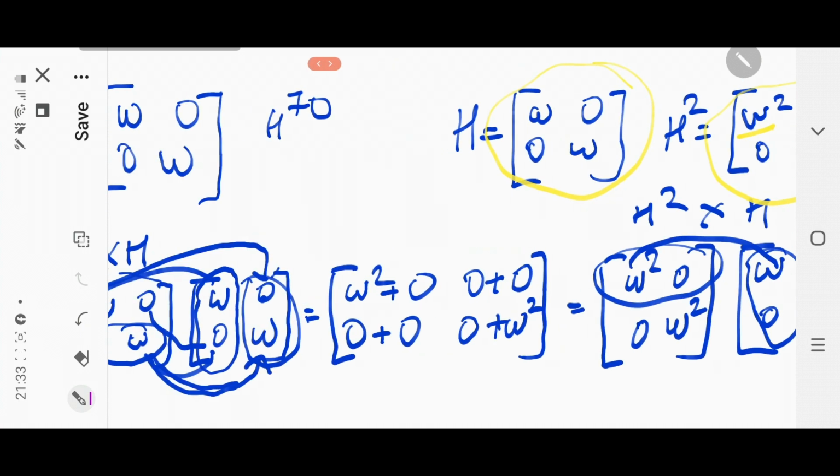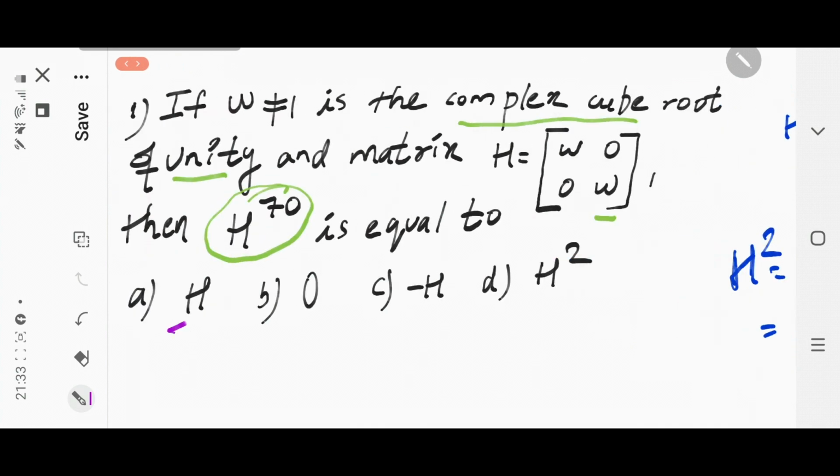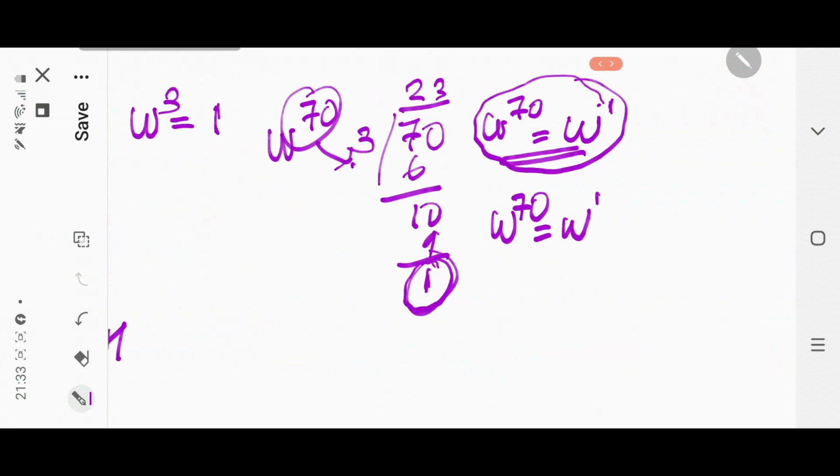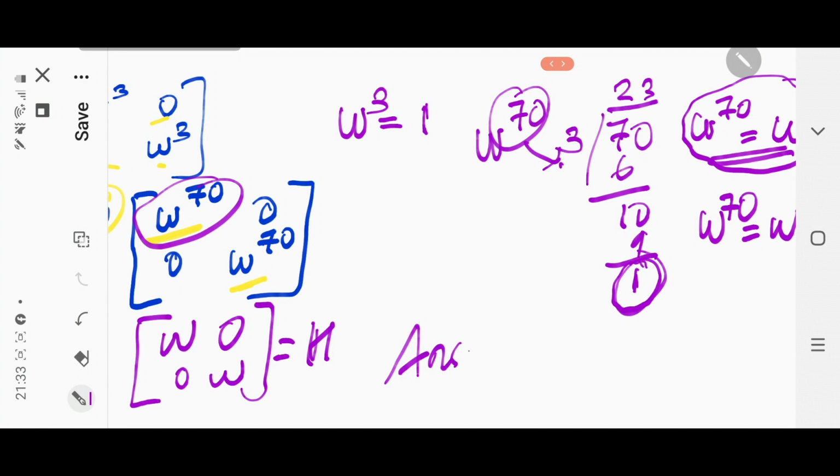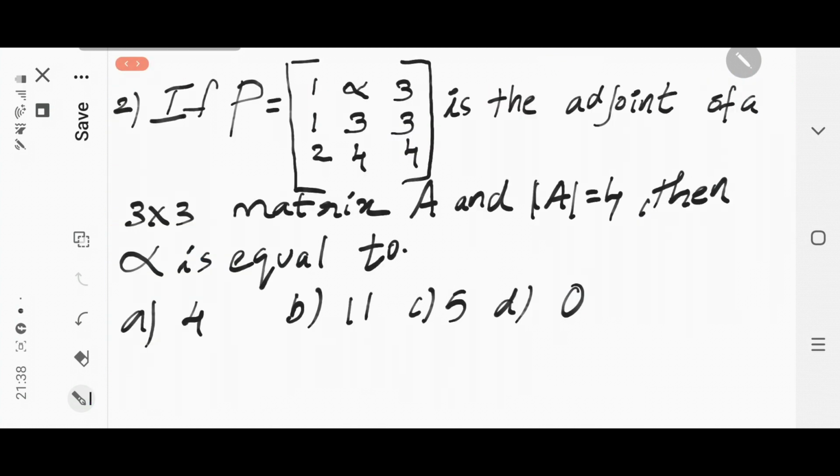Going to the options, which option? A is the answer. Therefore, the answer is A. Is it clear? Okay, going to the second question.